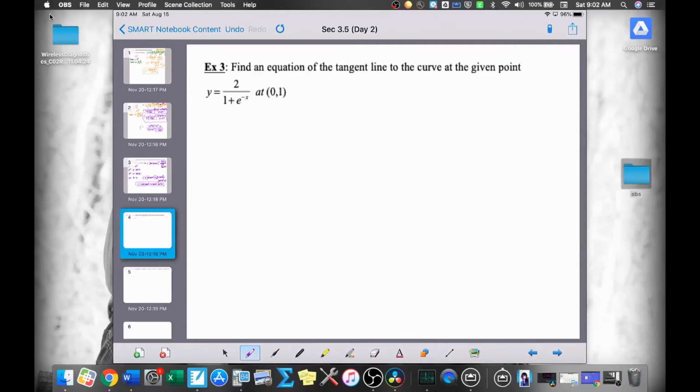Well, any set of notes wouldn't be complete without an equation of a tangent line problem. So now we get to use our new chain rule skills, and it looks like we've also got quotient rule with chain rule to find an equation of the tangent line to the curve y equals 2 over 1 plus e to the negative x at the point (0, 1). So we know with our tangent line problems that we always have that 3-step process, right? Step 1 is that we have to find our y prime. So in this case, we are going to use the quotient rule with the chain rule.